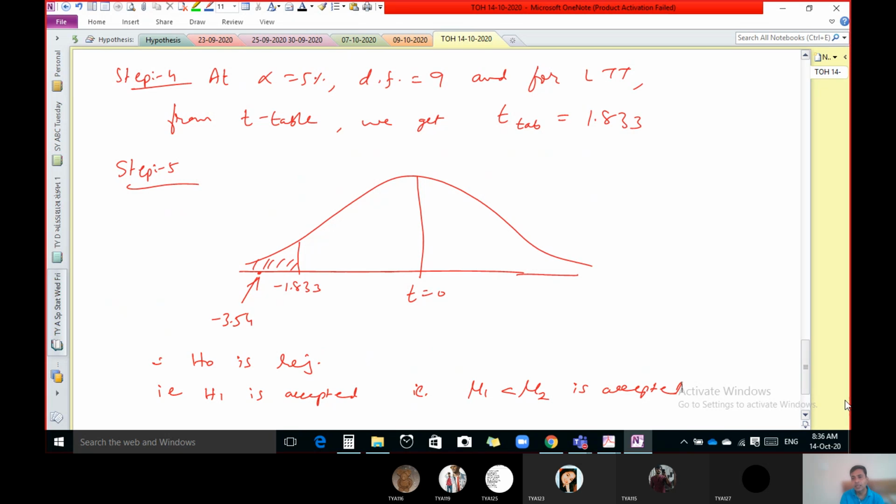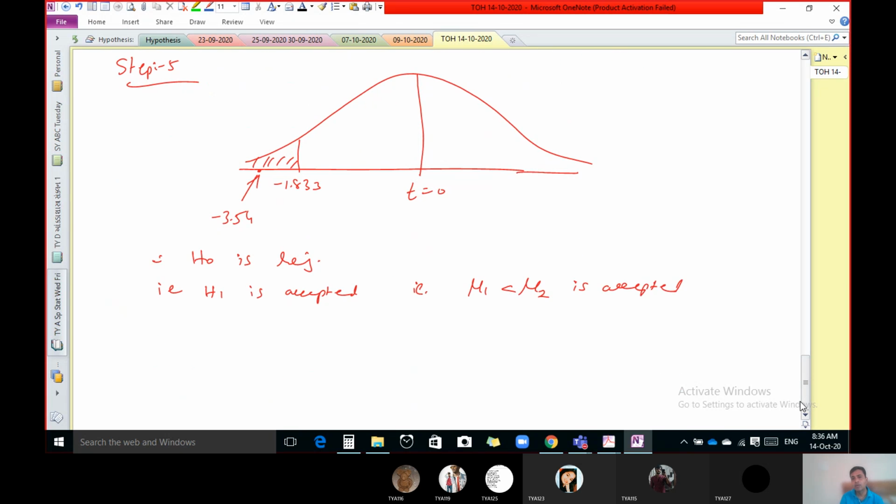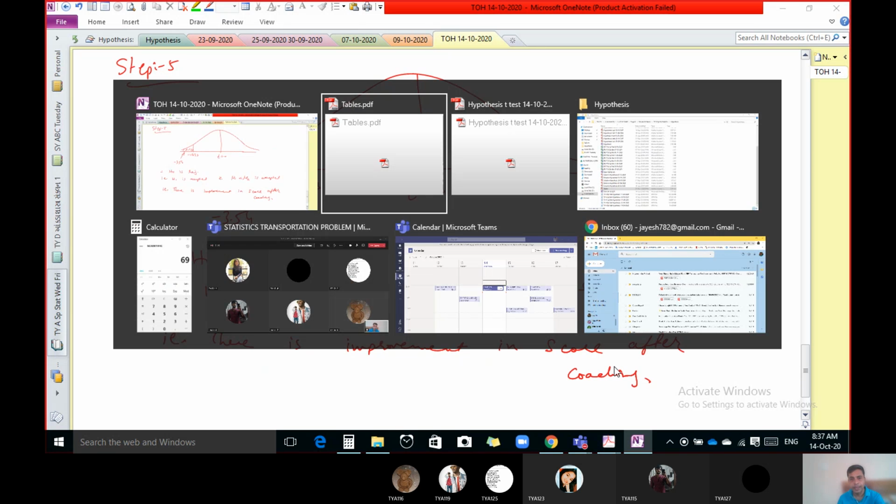What does it mean? Mu1 less than mu2 is accepted means there is a significant difference, means there is improvement. There is improvement in scores after training or coaching. That is our final answer. Does any of you have any problem?